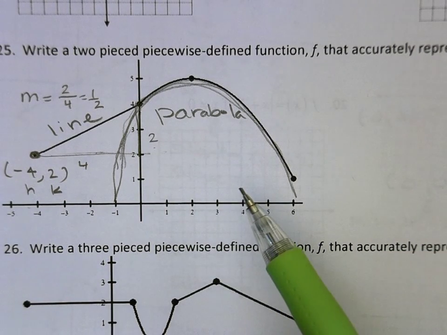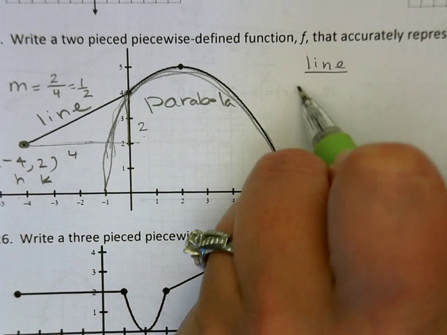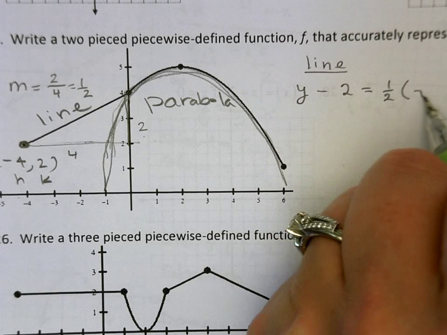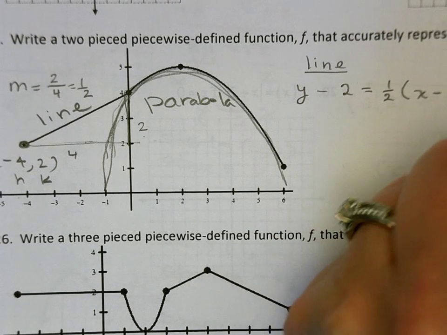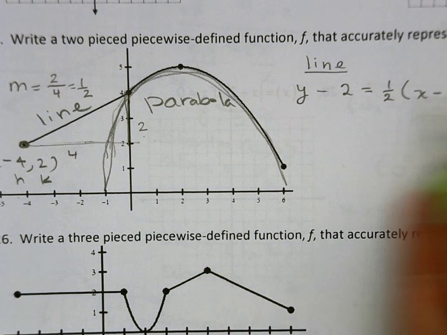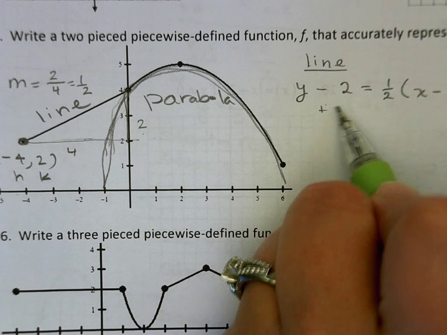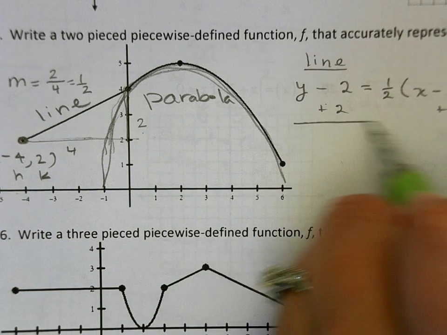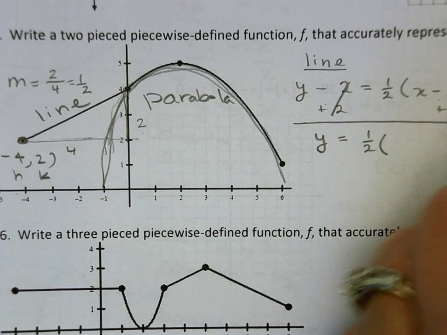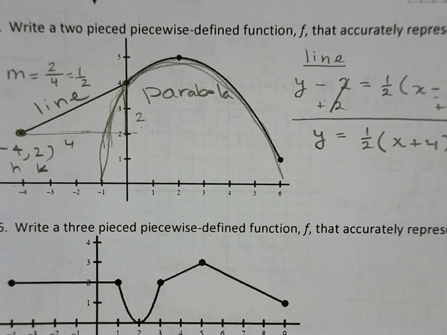Okay, so for my line, y minus k equals 1/2, and then x minus -4. Now if you used 0, 4, you would have these numbers different, right? So then I'm going to add the 2 over, and the double negative will be a plus. And so there's my first equation. Oops, I covered all that, didn't I?